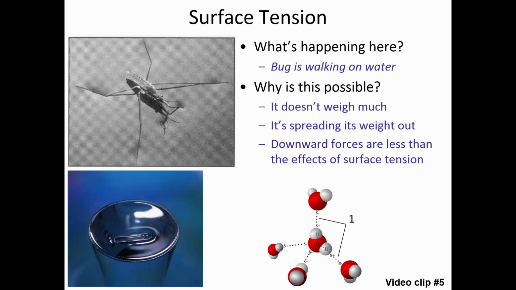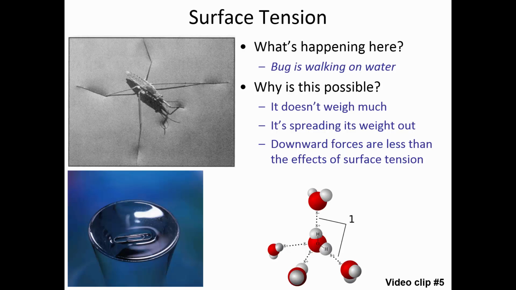The same thing allows these little water bugs to float on top of the water. It's not that these bugs are less dense than water. They have a higher density, and so if it wasn't for surface tension, they'd just sink through. But this bug is spreading out its weight. You can almost see the water bending in the vicinity of the legs. And so it's taking advantage of surface tension. The bug is walking on water.